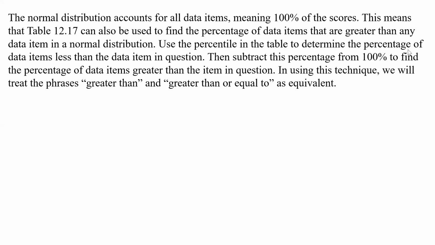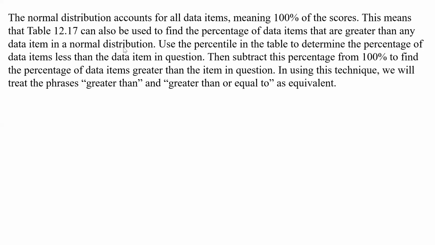As I mentioned before, the normal distribution accounts for 100% of the scores. This means we can use the table to find the percentage of data items that are greater than a given item. If we get a z-score and want to find what is greater than, we subtract the percent we find in the table from 100 to find the percentage of data items greater than the item in question. With this technique, we're going to use phrases such as greater than and greater than or equal to as equivalent. That's a key thing there.